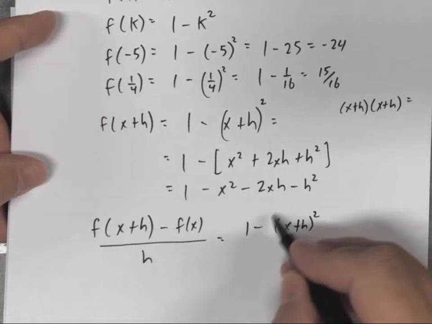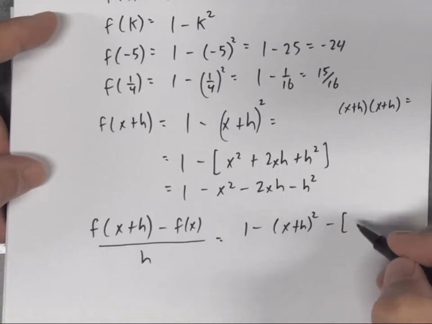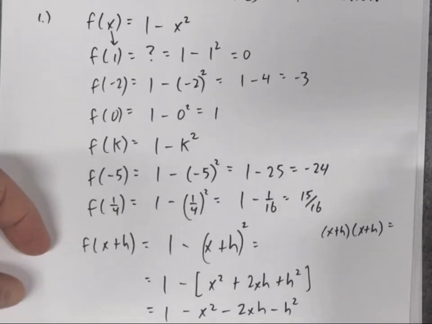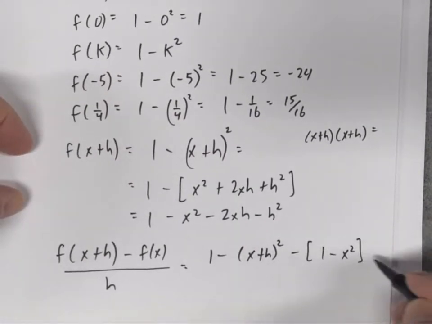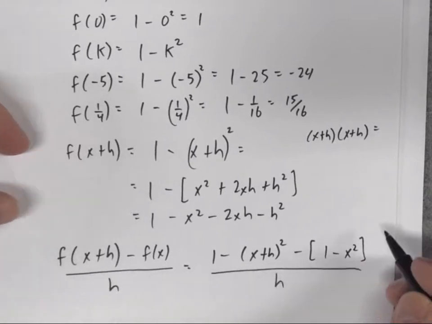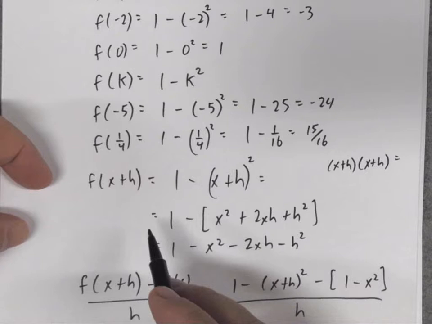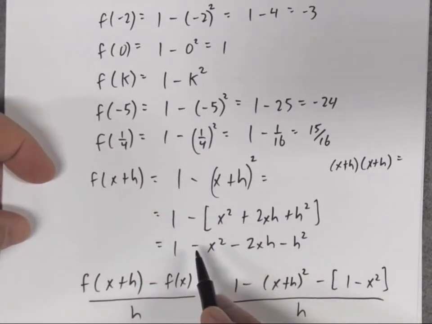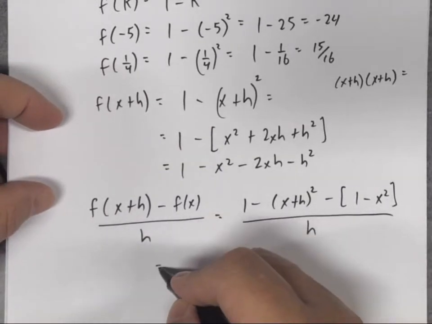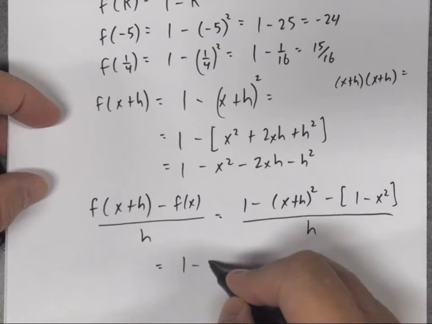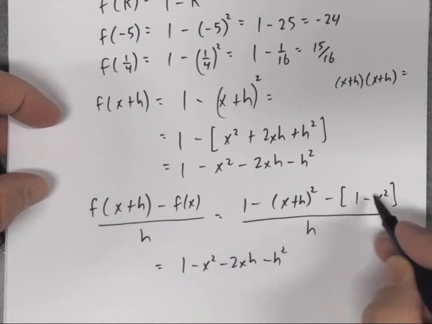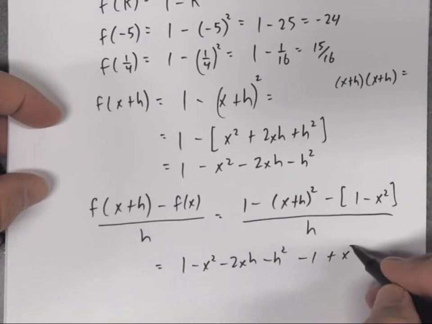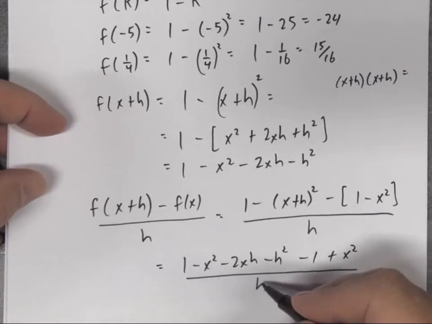So here's the f of x plus h. And I'm going to subtract f of x. Basically, I just rewrite f of x. All that over h. Now the good thing is, if you look, the problem up here, I already simplified f of x plus h, which is this right here. So if I just recopy this, it's going to be 1 minus x squared minus 2xh minus h squared. Now I've got these brackets here, minus 1 plus x squared, all over h.